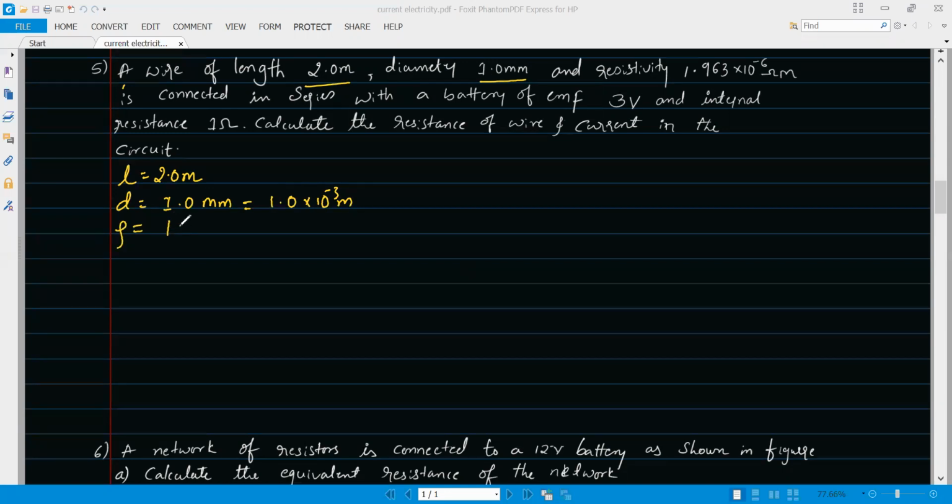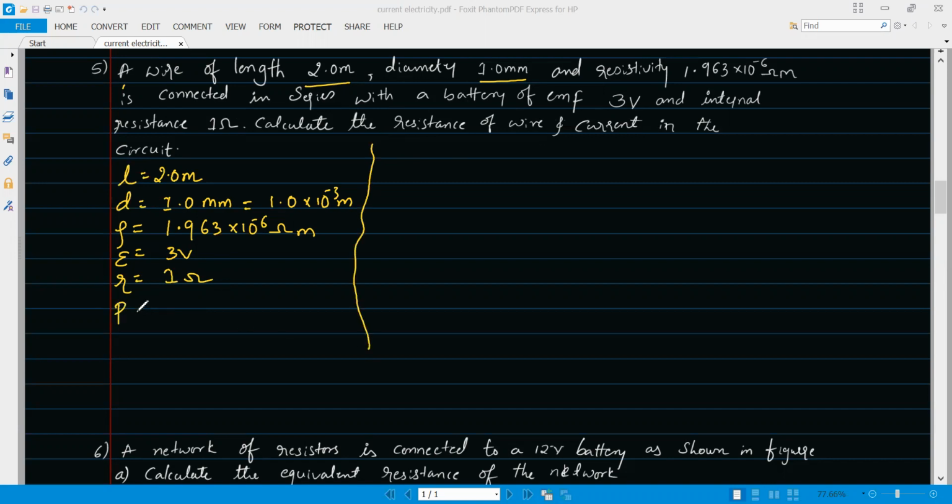What have they given? 1.963 into 10 to the power of minus 6 ohm meter. It is connected in series with a battery. The EMF of the battery is given, that is nothing but 3 volt, and internal resistance, let us take it as small r, is nothing but 1 ohm. Calculate the resistance of the wire. First we have to calculate the resistance of the wire.